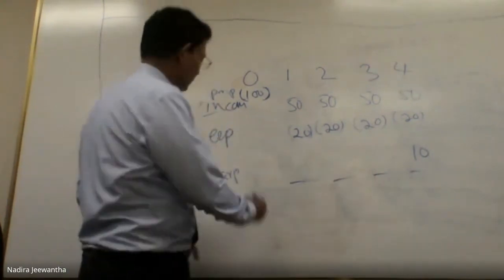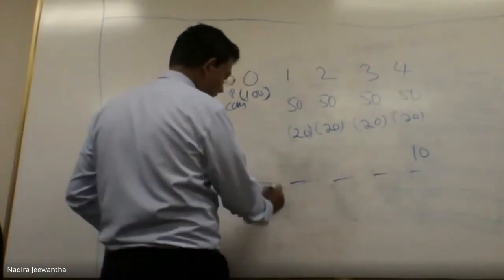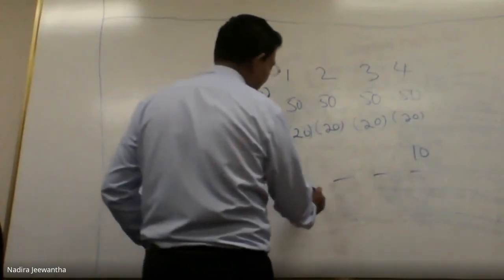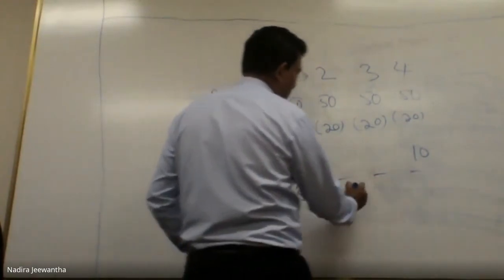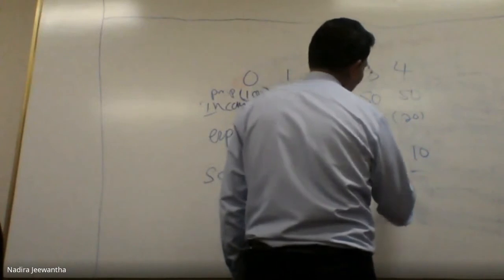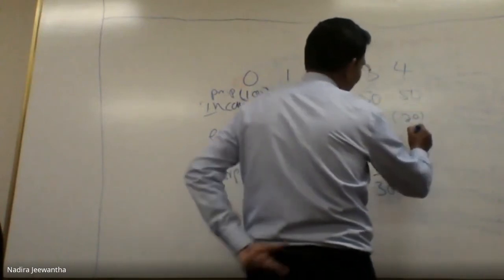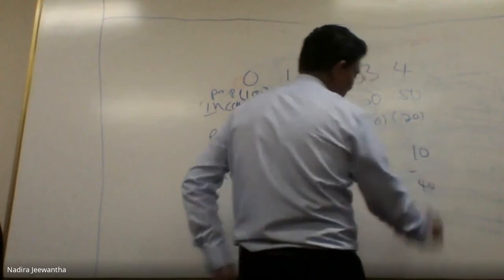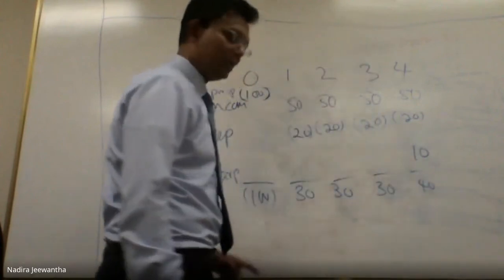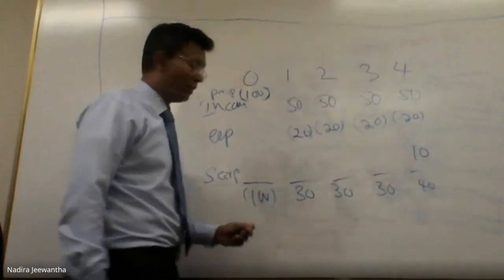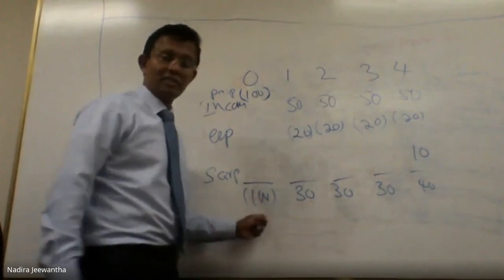Now see, here 100 is minus. Here the 30 comes plus. Here 30 comes plus. Here 30 comes plus. Here the 30 and the 40. It's minus. Now see the difference when you calculate the bond and the project.